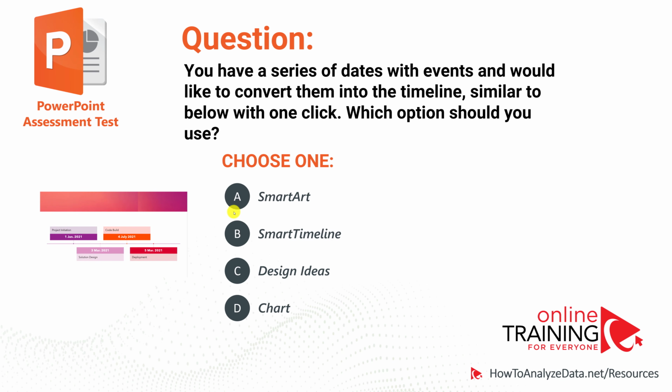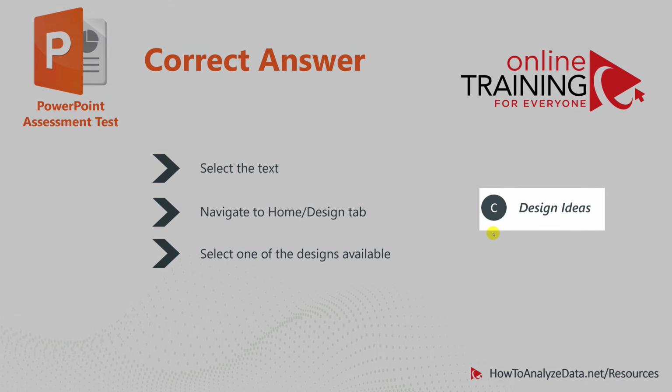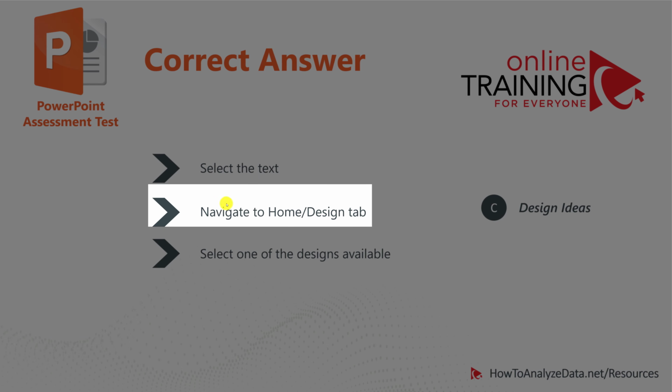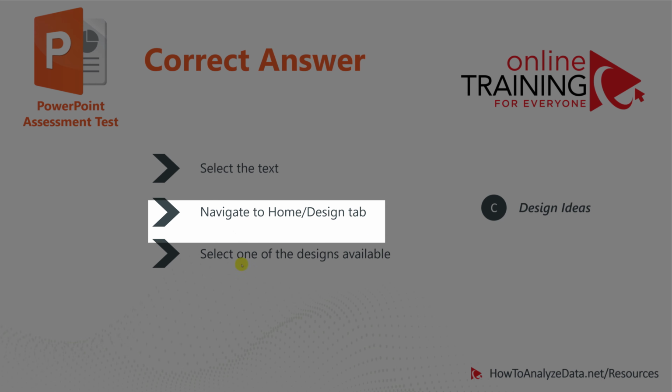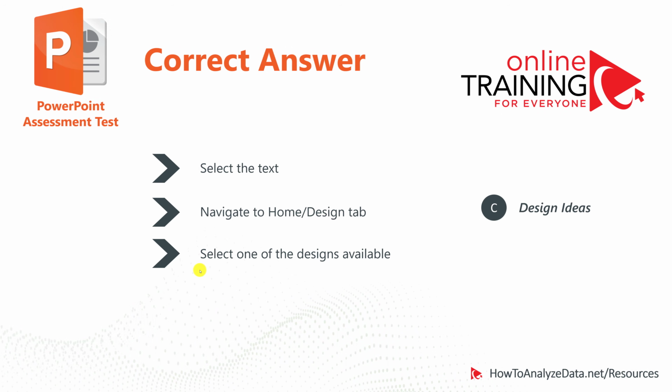Smart Art will not be able to help you with this. Smart Timeline is not an existing feature in PowerPoint, and Charts will not be able to help you to accomplish the goal of this exercise. Let's recap. The correct answer is C, Design Ideas. To accomplish the goal, you need to select the text, navigate to either Home or Design tab, and then select among one of the designs available. Hopefully you've nailed this question.